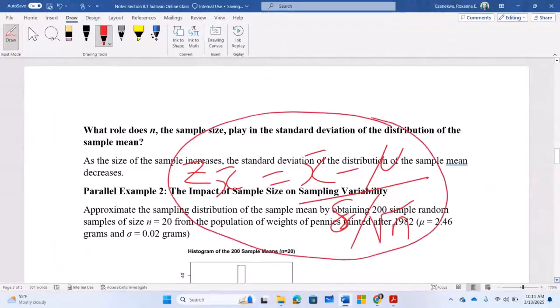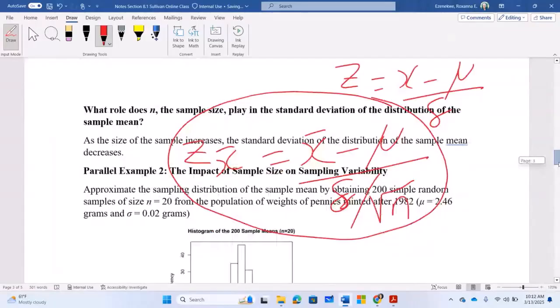And this ordinary z-score of normal distribution is equal to value minus mean over standard deviation. Okay, so before you start solving, you want to make sure that you know all these properties of central limit theorem. And then we will be given a question. So let's look at a question.